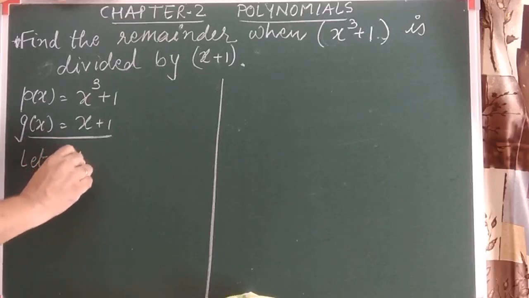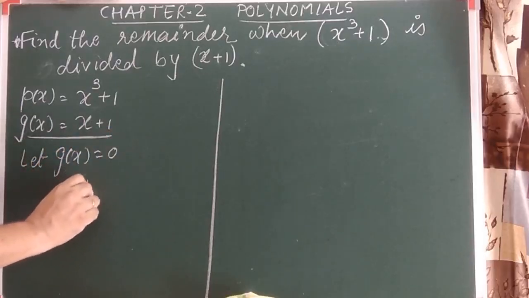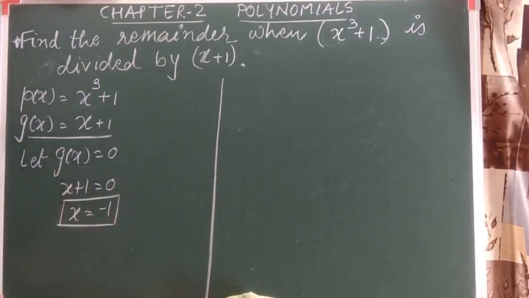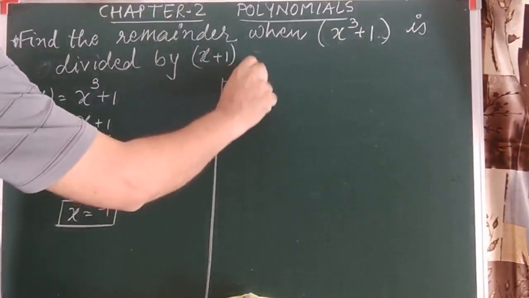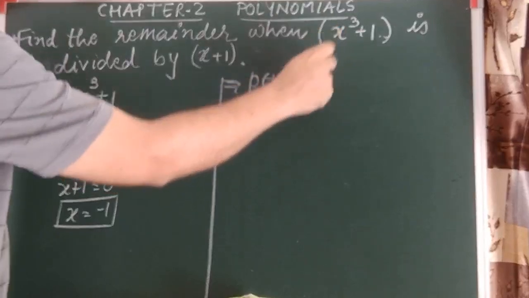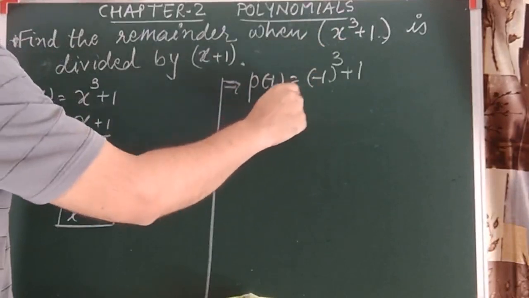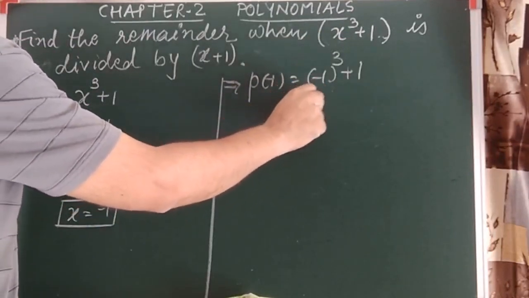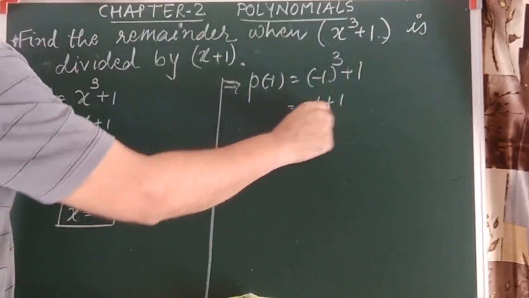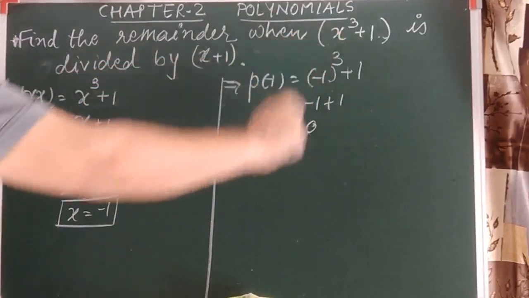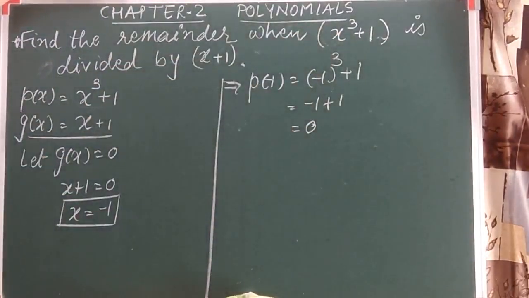The divisor polynomial we consider as 0, so x plus 1 as 0. So the value of x is minus 1. Now we will substitute this value of x in the dividend polynomial, that is x cube plus 1. Instead of x I have written minus 1. We know the cube of 1 is 1, but as it is minus 1, the answer is minus 1. So minus 1 plus 1 is 0. As we obtain 0 as the remainder, we can consider x plus 1 a factor of x cube plus 1. You can verify the answer by doing the long division method also.